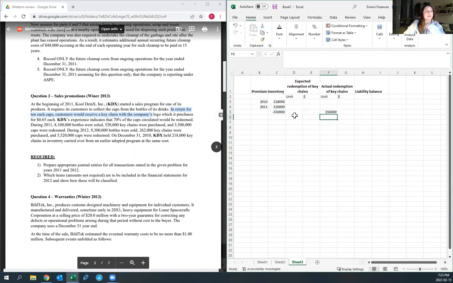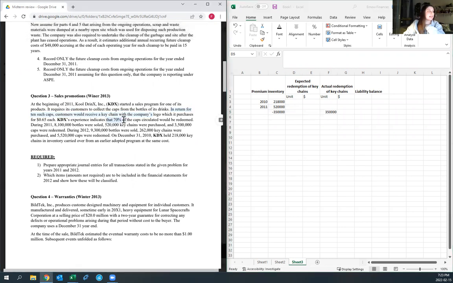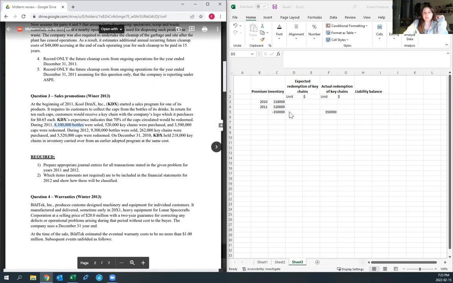The expected redemption of keychains, so the number of units that they were expecting, they mentioned that normally they think that 70% of the caps circulating would be redeemed. So we need to find the amount of caps that were circulating for the years. And since common logic tells us that balls only have one cap, we can do 70% of the 8.1 million here and divide it by 10 to find the number of keychains.